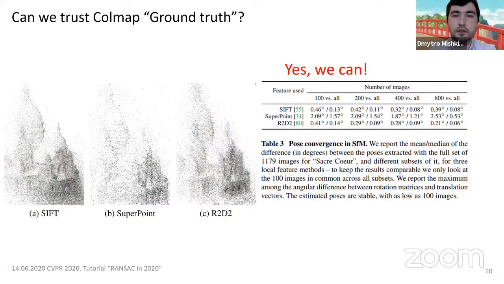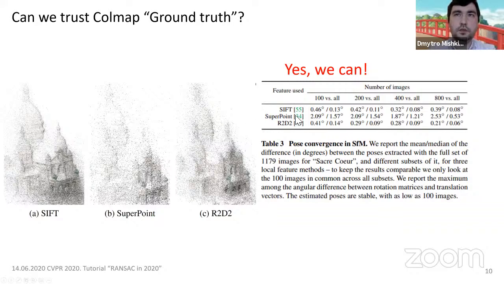As you can see, with an increasing number of images, the mean error and the median error decrease. This is pretty consistent for all local features except SuperPoint, which is not as precise as R2D2 or SIFT. But I think it is because it was trained to output just 2K keypoints, while R2D2 or SIFT can output 8K, 10K, which results in a much denser and more precise point cloud.